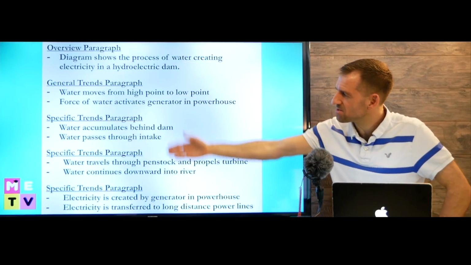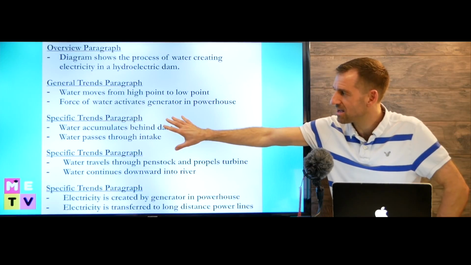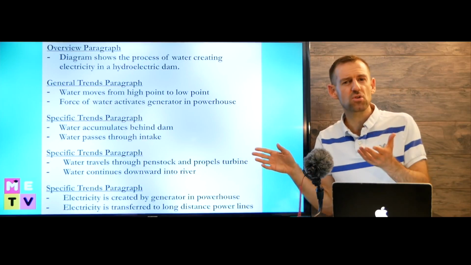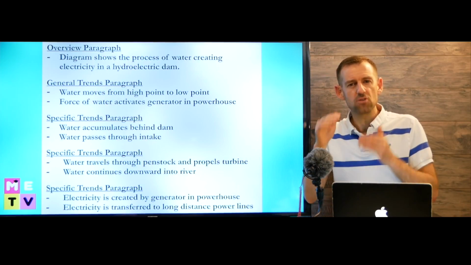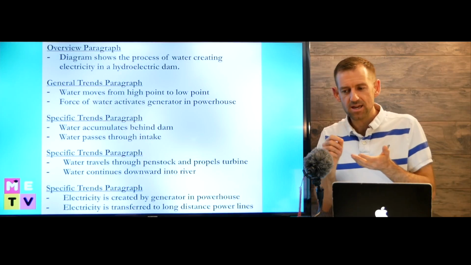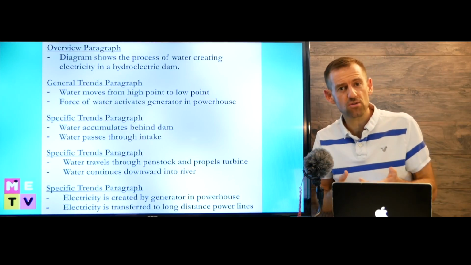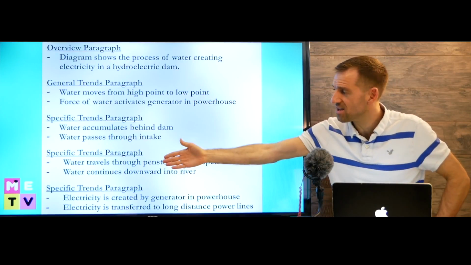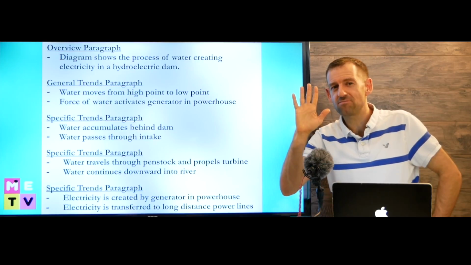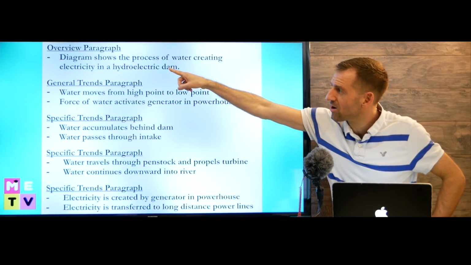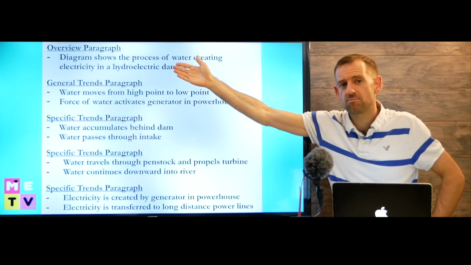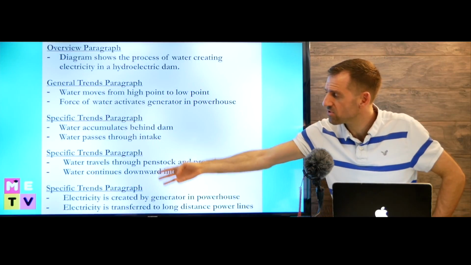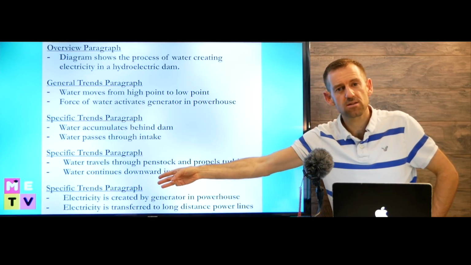Okay, so in my tips, I give you an outline, how I would make an outline for this question. I think it's a good idea that you make a little outline before you start writing. That way it will be a lot easier for you when you actually start writing. Okay, so here are the 5 paragraphs. In my book, I give you a 5-paragraph model. The first paragraph is the overview paragraph. Then the general trends paragraph. Then you have 3 specific trends paragraphs.